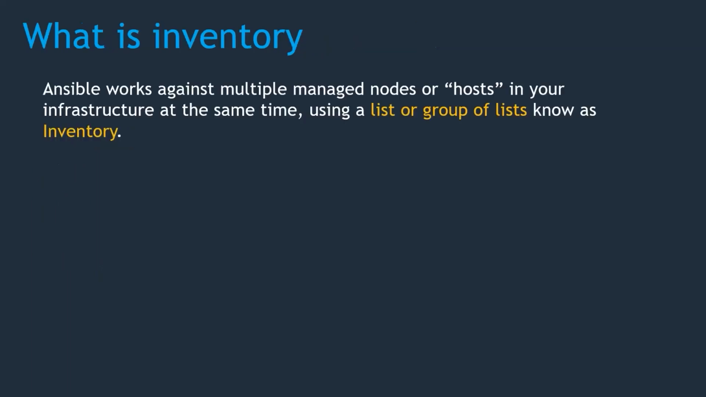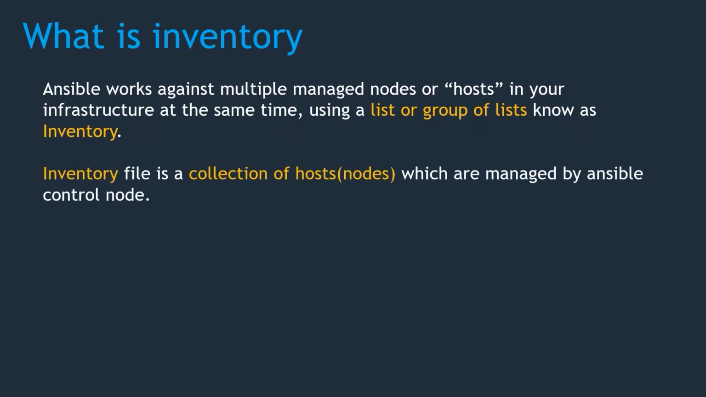Now we are going to talk about inventory. Ansible works against multiple managed nodes or hosts in your infrastructure at the same time, using a list or group of lists known as the inventory. So it is going to manage your infrastructure, whatever list of systems are there in your hosts file or inventory file. Next, the inventory file is a collection of hosts or nodes which are managed by the Ansible control node. Of course, that is what we were talking about.